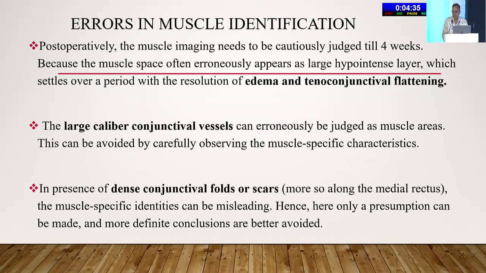So what are the errors which can occur in muscle identification? Post-operatively, the muscle imaging needs to be cautiously judged until 4 weeks, because the muscle space often erroneously appears as a large hypointense layer, which settles over a period of time with resolution of edema and conjunctival flattening. Large caliber conjunctival vessels can hamper and can be mistaken as muscle areas. This can be avoided by carefully observing the muscle-specific characteristics. In the presence of dense conjunctival folds or scarring, there might be some problems regarding the identification of the muscles.